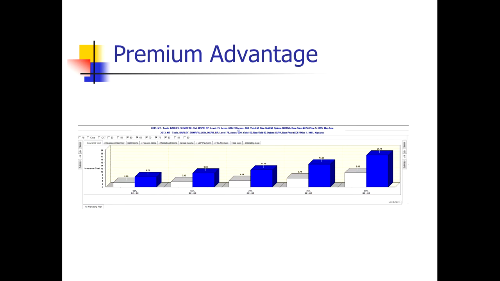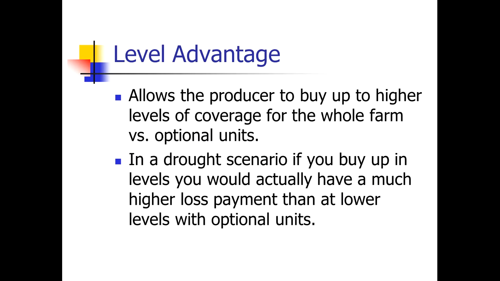Most other things though, whether it's disease, winter kill, insect problems, the optional units would be a better situation. So if, like we said, you're in a drought scenario, you could buy up to levels which should actually have a much higher loss payment than lower levels in optional units.